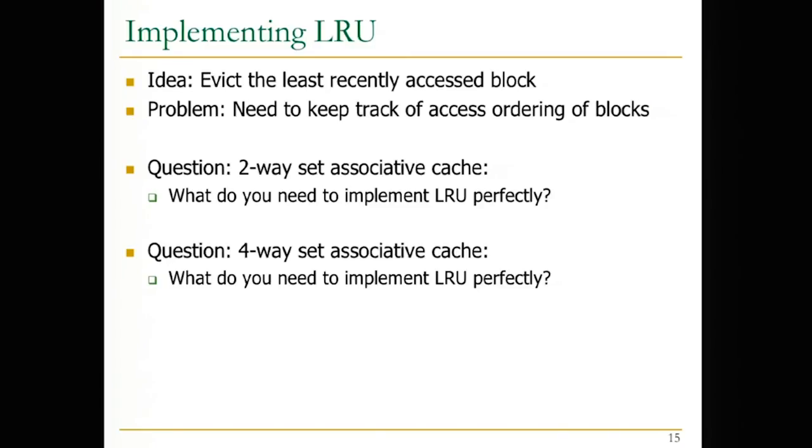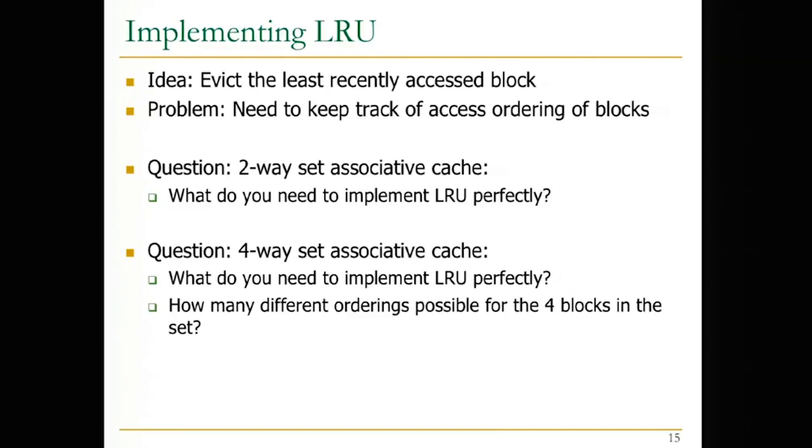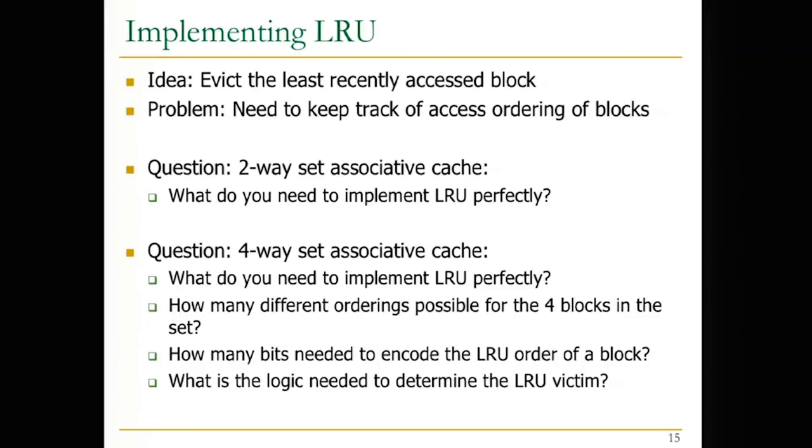Does that make sense? If that doesn't make sense, you should think about it. Basically, think about how many blocks can be located at the least recently used position, and you immediately get 4. Once you decide this one, the next position has only 3 choices. The next position, 2 choices. The next position, 1 choice. So that's 24 possibilities, 5 bits. Well, I guess I've given you the answer. How many bits are needed to encode the LRU order of a block? That's 5 bits, basically. How many different orderings are possible? That's 24.